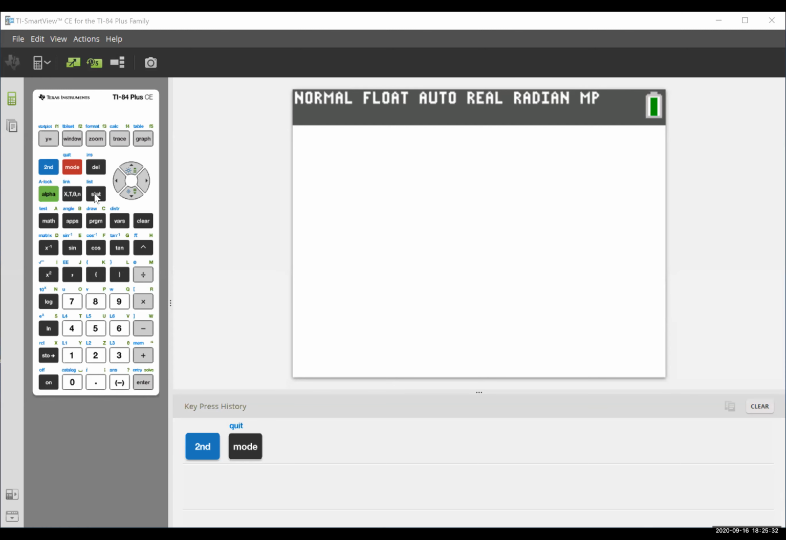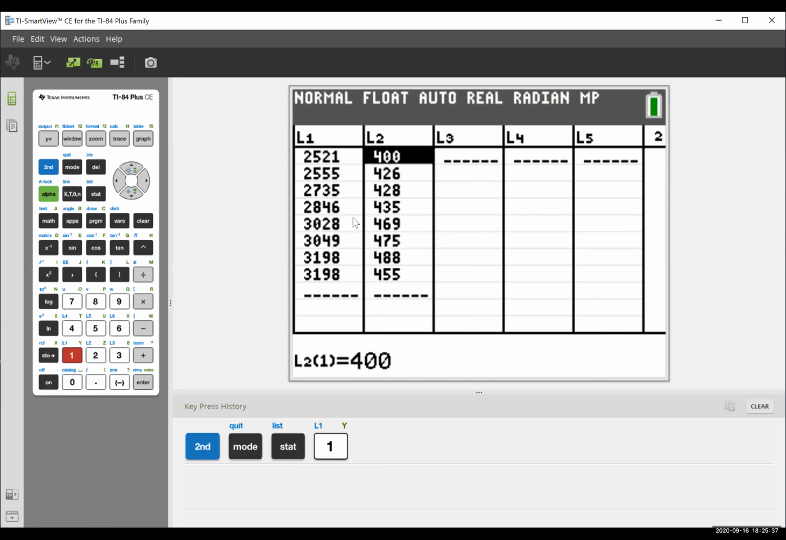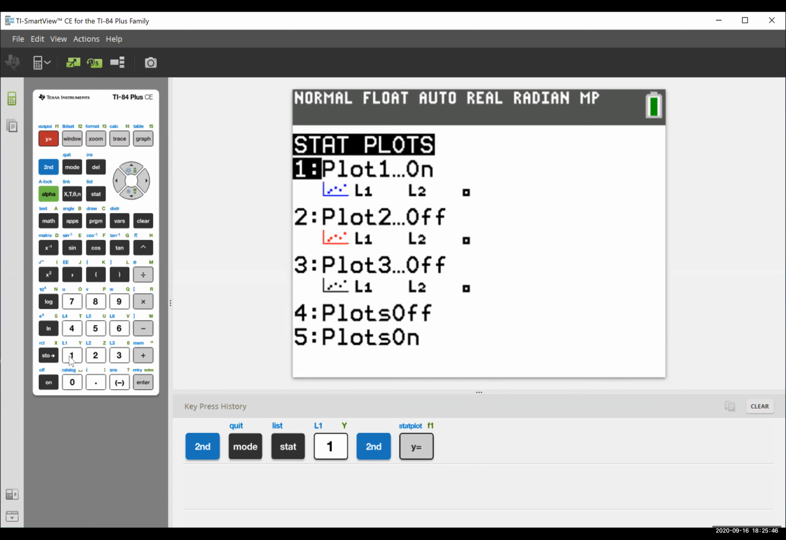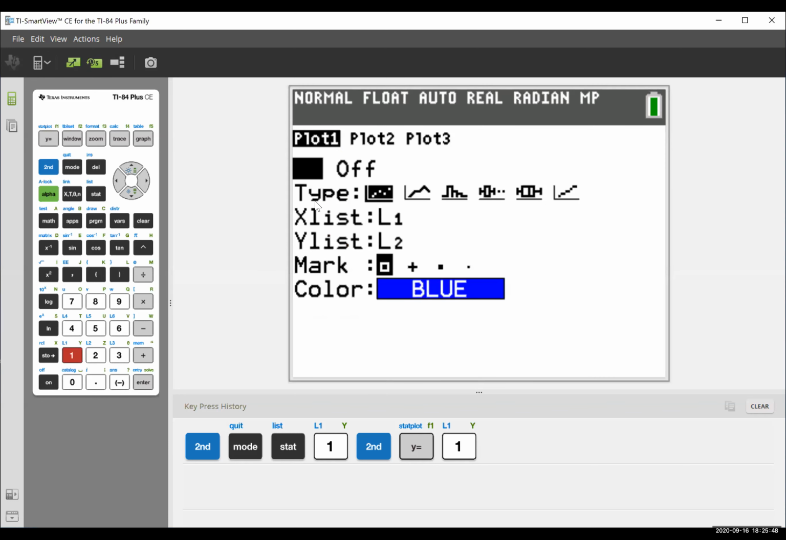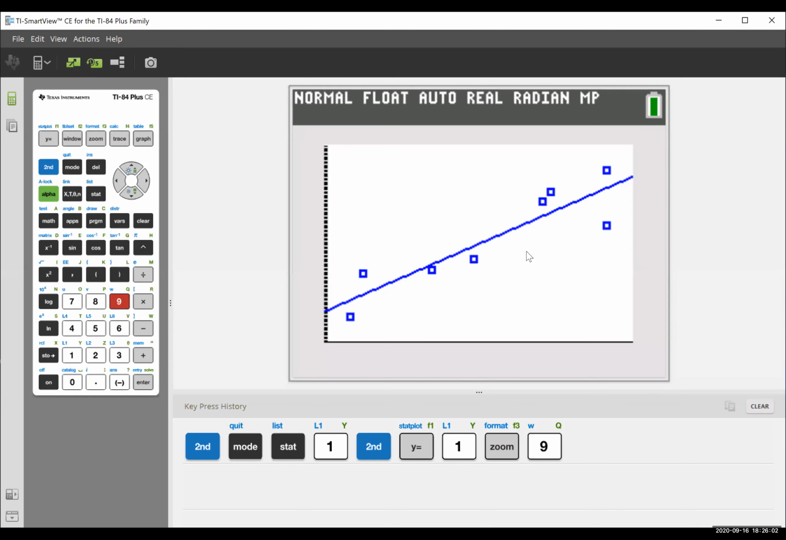All right, so this is our graphing calculator. So stat 1. We still have all this data here. Just to recall again, for a scatter plot, second y equals, and then 1, turn it on, make sure that you have the x list and the y list. We entered those into L1 and L2, and then to graph it, zoom 9. So we have those dots.